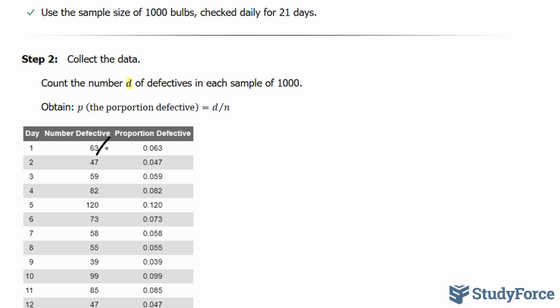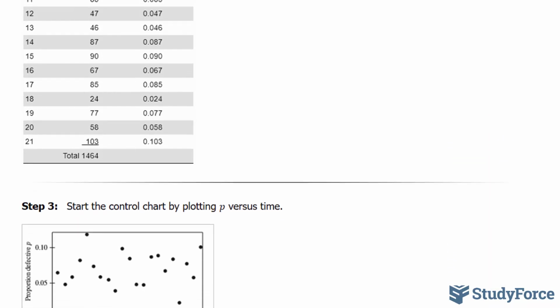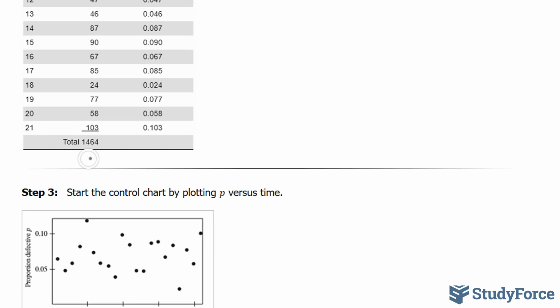63 divided by 1,000 gives me this decimal. And I can easily find the percentage by multiplying it by 100. The formula for this is shown right here, where the proportion of defects is equal to the defects divided by the sample size. Once you fill in your chart, you should end up with something that looks like this, and you want to calculate the total defects over the 21 days.